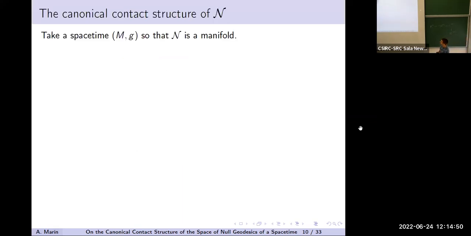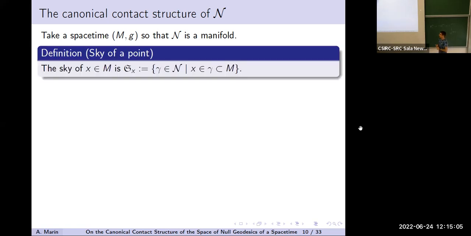Great. So why am I talking about contact structures? The reason is that whenever I have a space-time so that its space of null geodesics is a manifold, then this has a canonical contact structure. And the way to define it is via the so-called skies. So skies are going to be subspaces of the space of null geodesics, and I'm going to have one sky for every point of my spacetime.